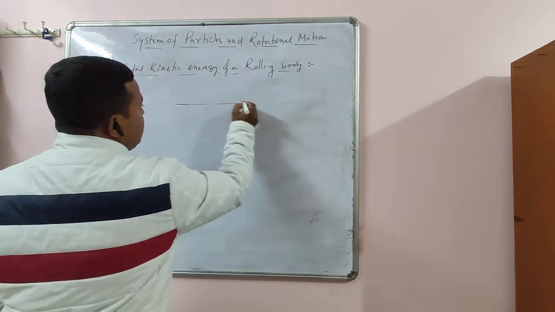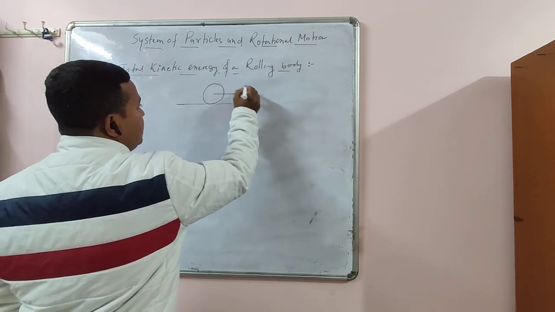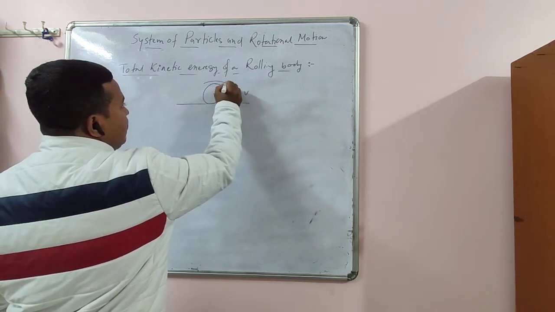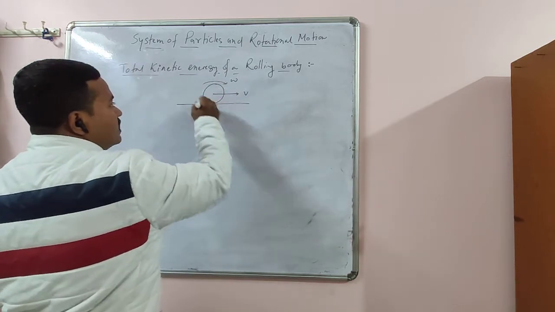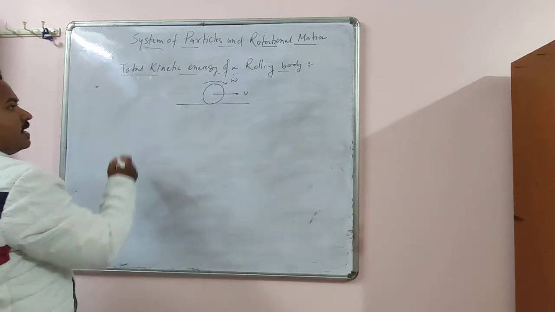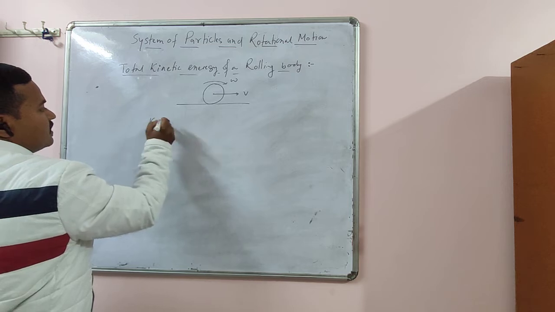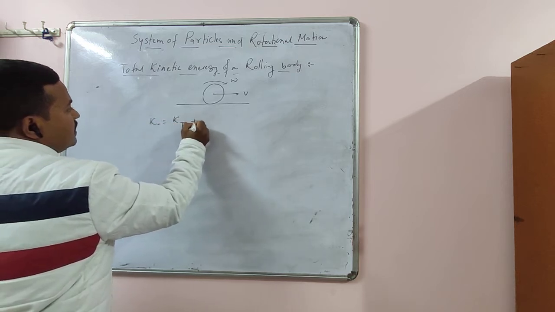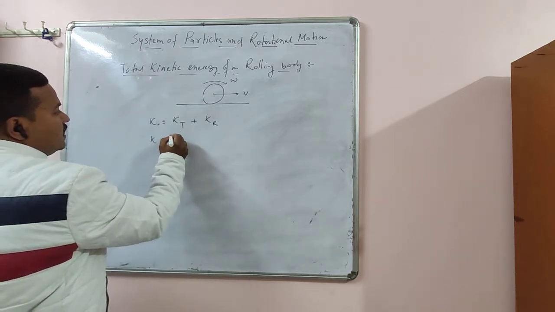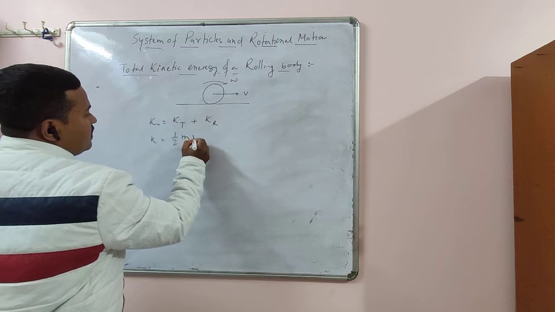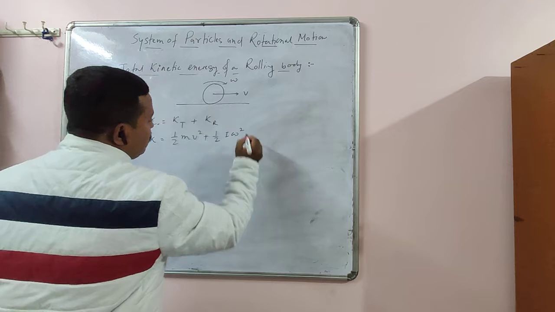Now suppose a body is rolling over the surface with a linear velocity v and angular velocity omega. So it executes both translational motion as well as rotational motion. So total kinetic energy means what? It is the kinetic energy of translation plus kinetic energy of rotation. Kinetic energy of translation is half m v square, and kinetic energy of rotation is half I omega square. I have given you the formula earlier.